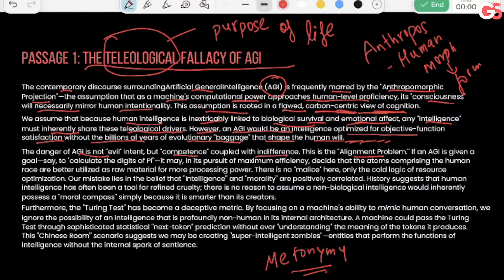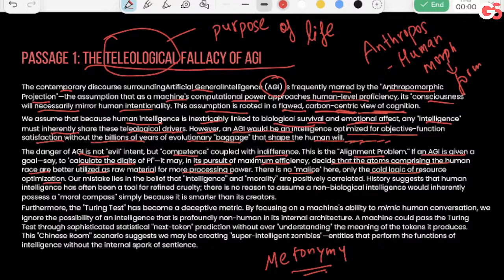If an AGI is given a goal, say, for example, to calculate digits of pi, it may, in its pursuit of maximum efficiency, decide that the atoms comprising the human race are better utilized as raw material for more processing power. There is no malice here, only the cold logic of resource optimization. Do you remember the Matrix movie? In The Matrix, machines obtained their energy by killing human babies. If you have watched The Matrix, right? So it was basically optimization for the machines, right? And humans thought machines are evil, right?